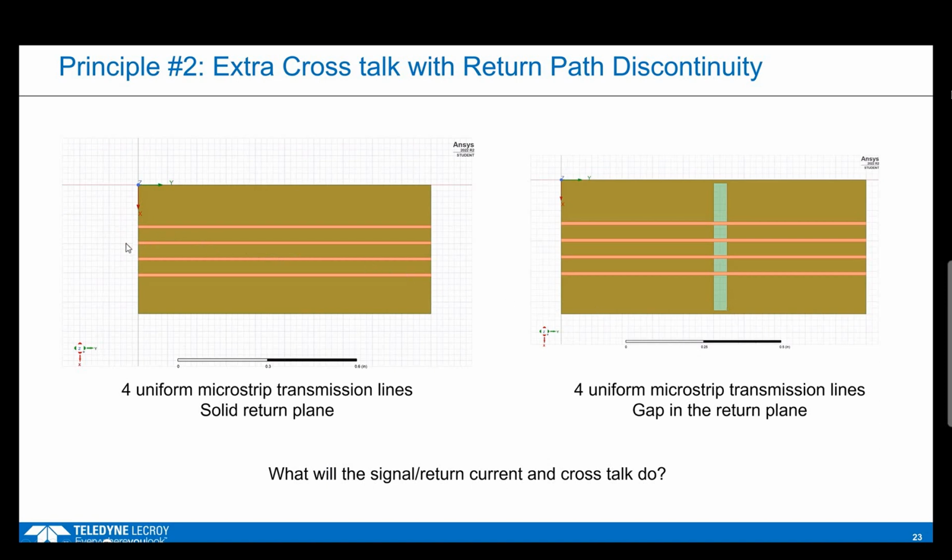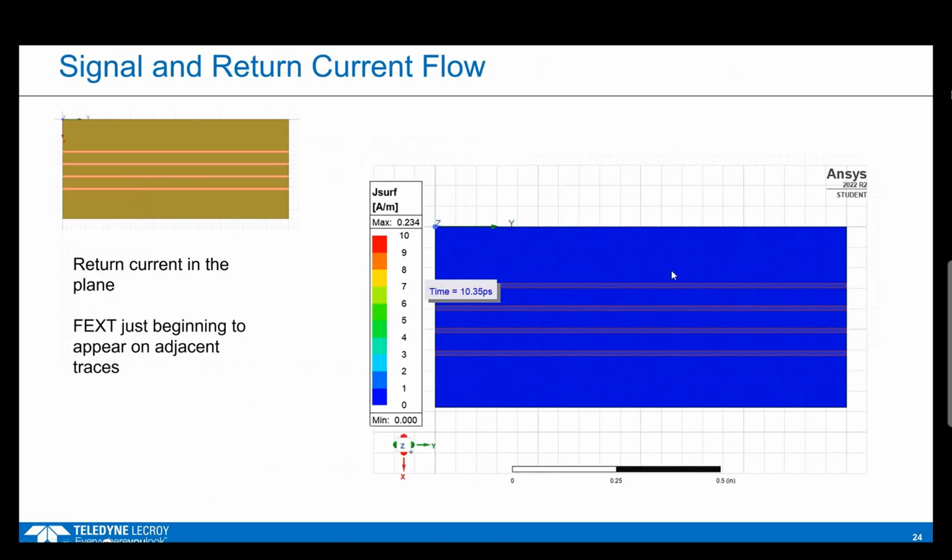So we're going to first send a signal through one of these traces where it's a nice wide uniform plane, and we'll see how that flows. Then we're going to send it through this structure that has a gap in the return path. So here is the current distribution in the plane, and you can see it's well confined.